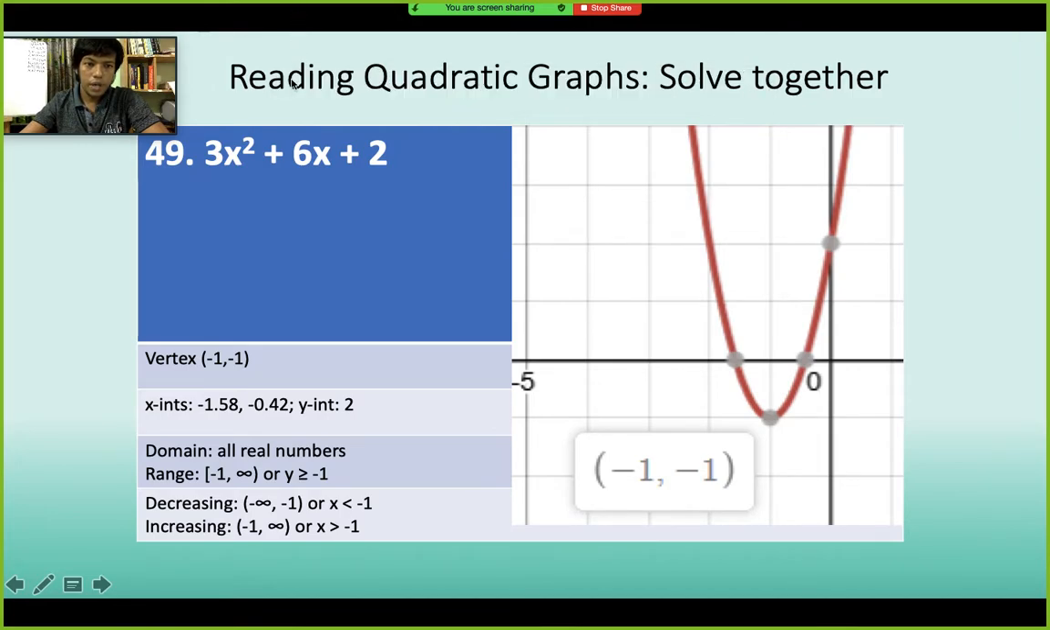Here comes another important thing from our quadratic function: reading quadratic graphs, solved together. So we will try to solve this function. This is a math problem from our book, 3x squared plus 6x plus 2, and if we draw the graph, we get the graph like this. Now our question is: what is the vertex? What are the x-intercepts? What is the domain? What is the range? Where is it increasing, and where is it decreasing?